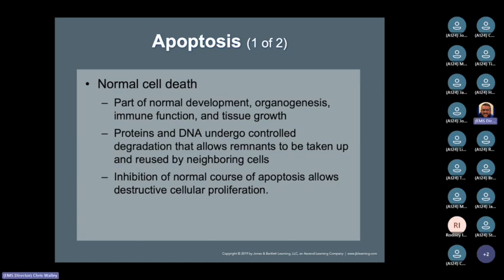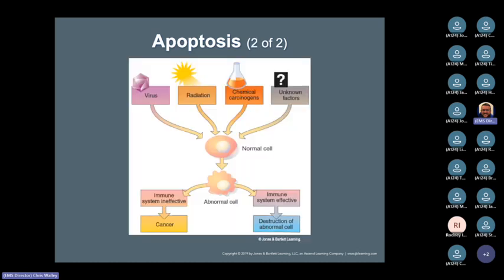It can be activated prematurely by pathologic factors such as some particular cell injuries, and then inhibition of the normal course of apoptosis allows destructive cell proliferation. There are some big words in this chapter. I'm proud of myself, I still can't say them. All right, so right there is an illustration that shows the process by which cancerous cells develop from a normal cell.